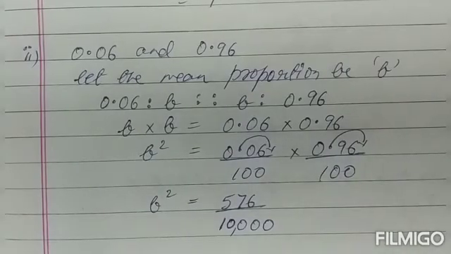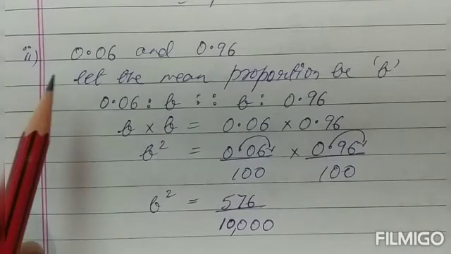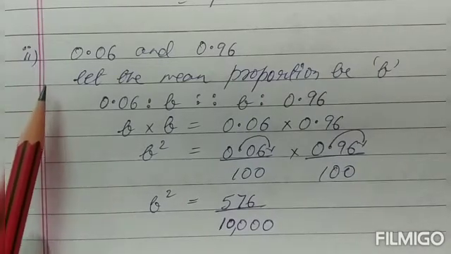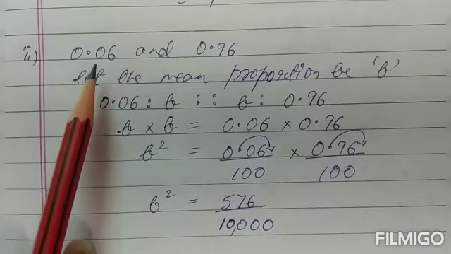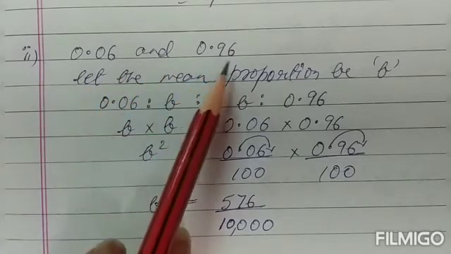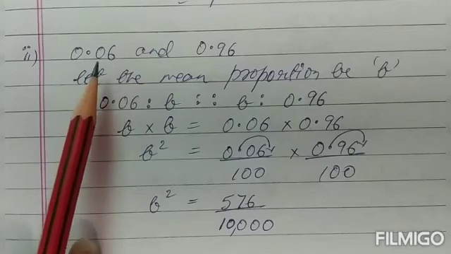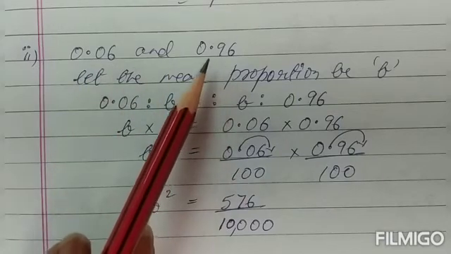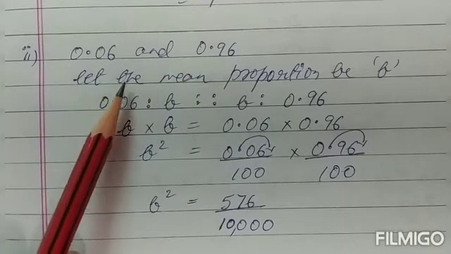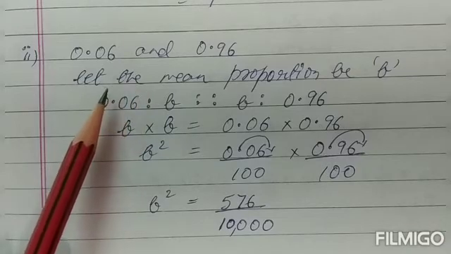Now of the same question, I have taken one more subpart, that is the second one. You have to find a mean proportion between 0.06 and 0.96. I had taken this one because this was a decimal term. I thought maybe you might have some problem while solving it. So I'm telling you how to go about it.